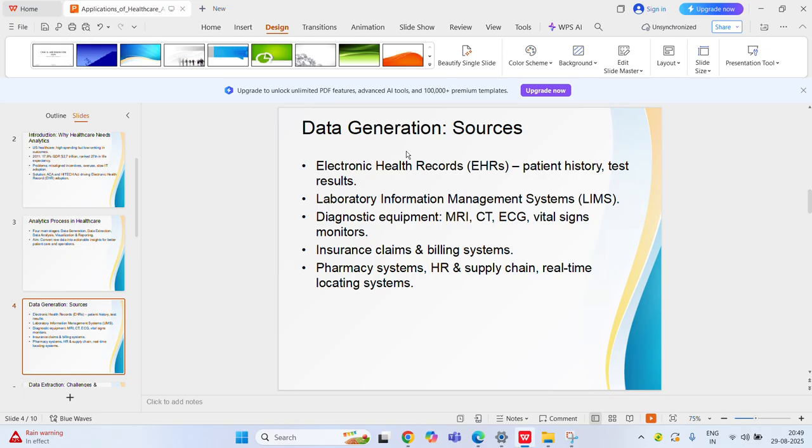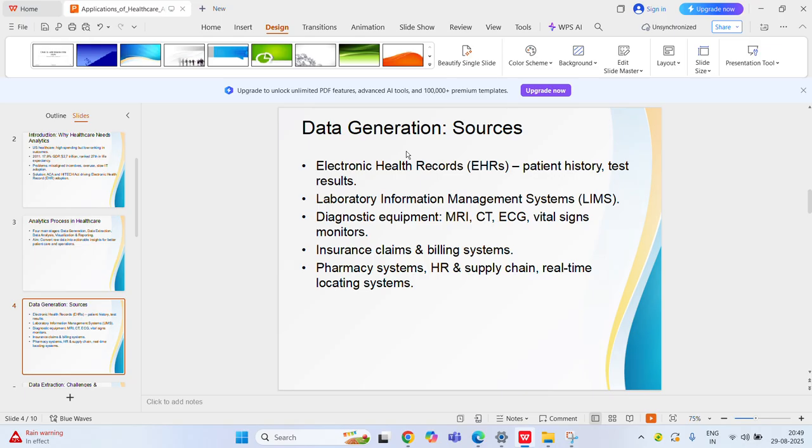EHRs are used to capture family, social, surgical, and medical history, and allergies and immunizations, laboratory results, clinical findings, clinical orders, and other condition-specific information depending on the configuration of the EHR.